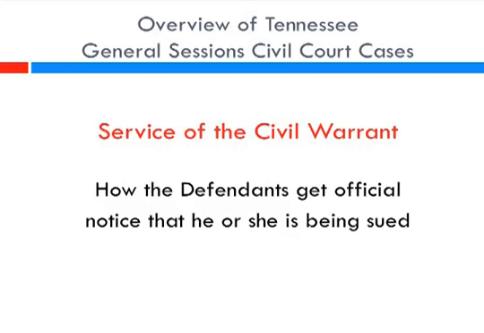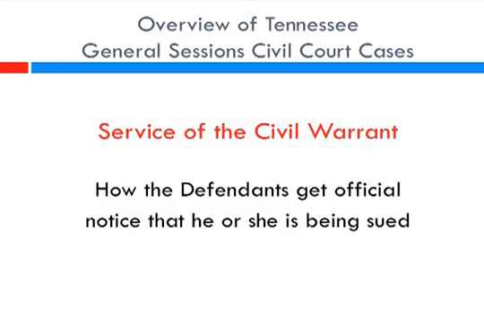The person giving a civil warrant to the defendant must be 18 years of age or older. The person giving a civil warrant to the defendant cannot be part of the lawsuit. Afterward, the person who gives the civil warrant to the defendant must give the court clerk's office proof that the defendant got the civil warrant.